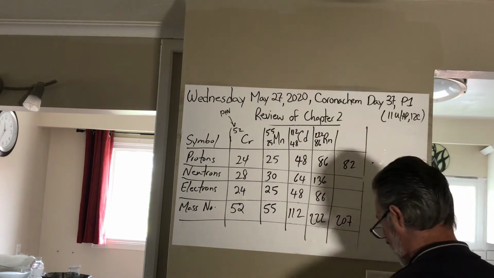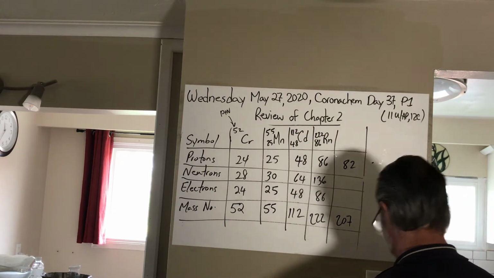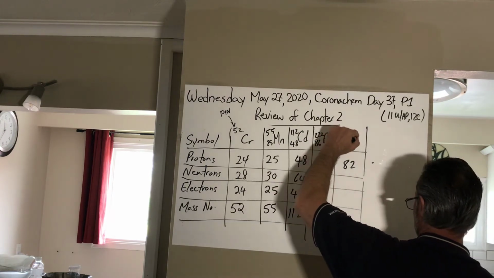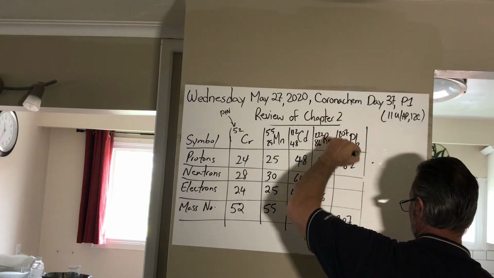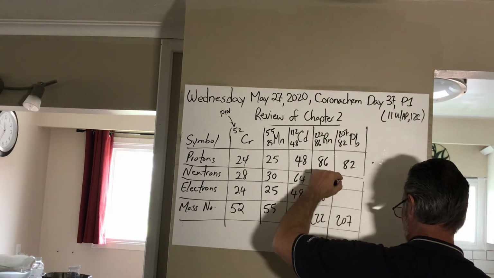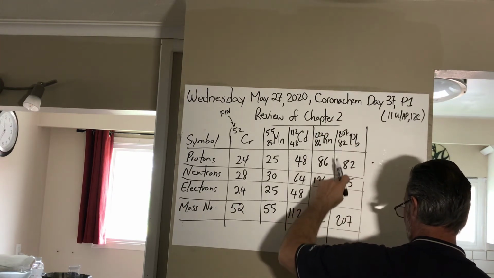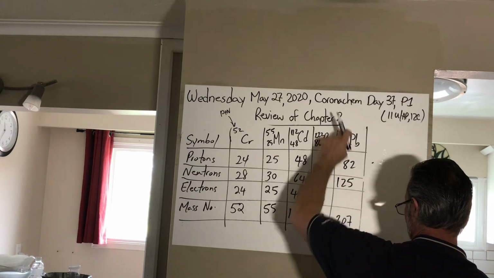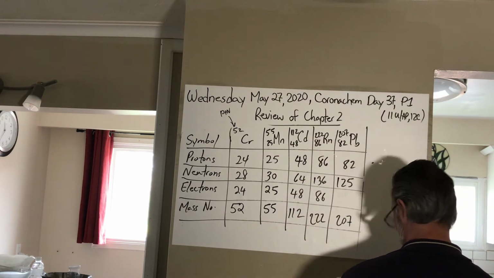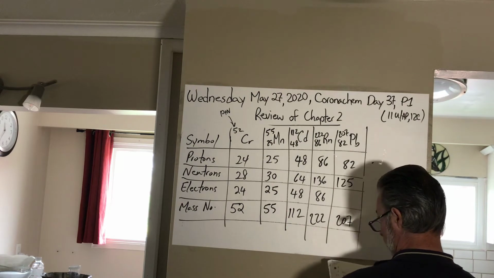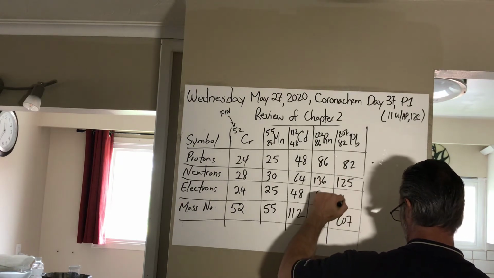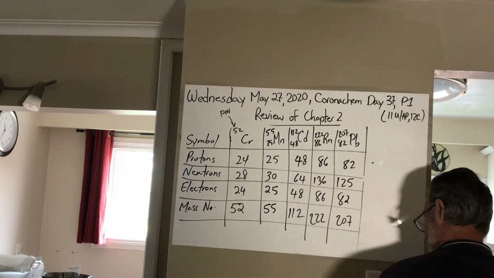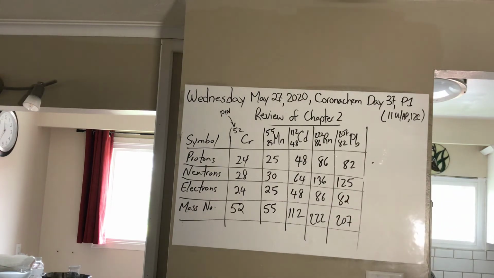The last one, mass number 207, is lead. Lead has a mass number of 207, and it has 82 protons, which means it must have 125 neutrons, because these two numbers added together give you that number. And if it has no charge, and in this case they don't indicate that there's any charge, then it'll have the same number of electrons as it has protons, so that's 82. That's our chart filled in.